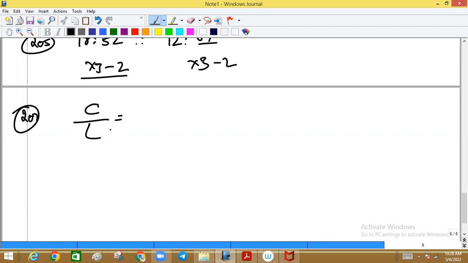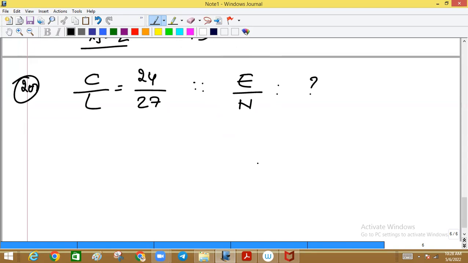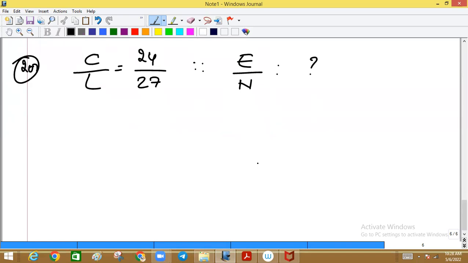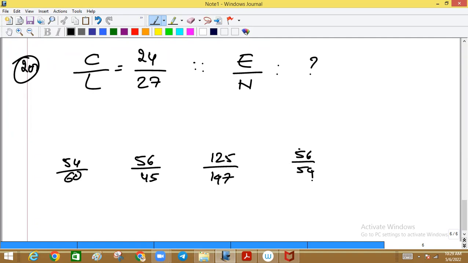C by L is equal to 24 by 27. Similarly, E by N is how much? I will give options because without options you will get many answers. So your answer is option A, 54 by 60, 56 by 45, 125 by 197, 56 by 54.